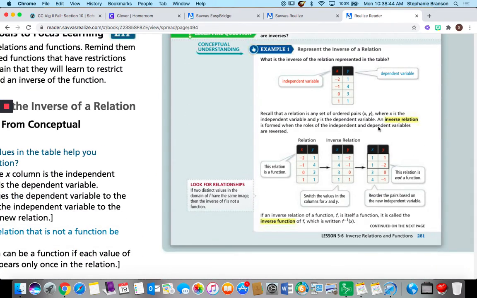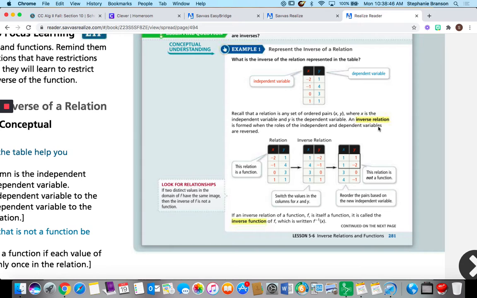Alright, so here for example 1, it says, what is the inverse relation in the table? It says, recall that a relation is any set of ordered pairs, x, y, where x is the independent variable and y is the dependent variable. An inverse relation is formed when the roles of the independent and the dependent variables are reversed. So this was our relation, negative 2, 1, negative 1, 4, 0, 3, and 1, 1. So the independent values now became dependent, and the dependent values now became independent. Y'all see that? So they switched, right?